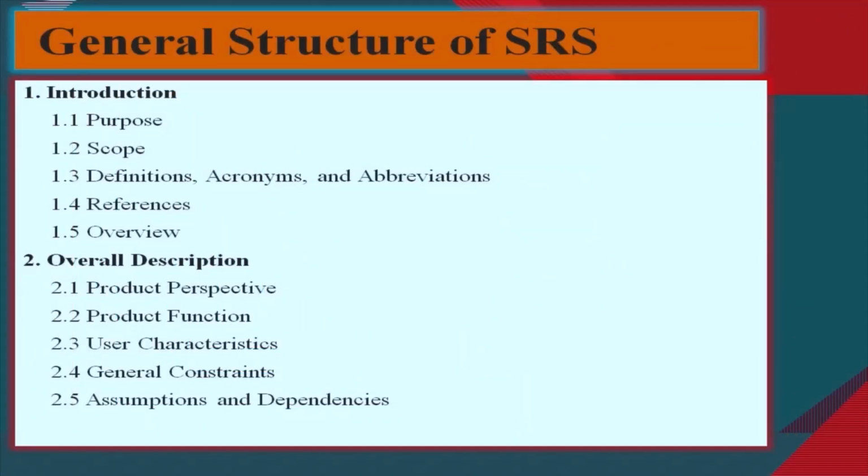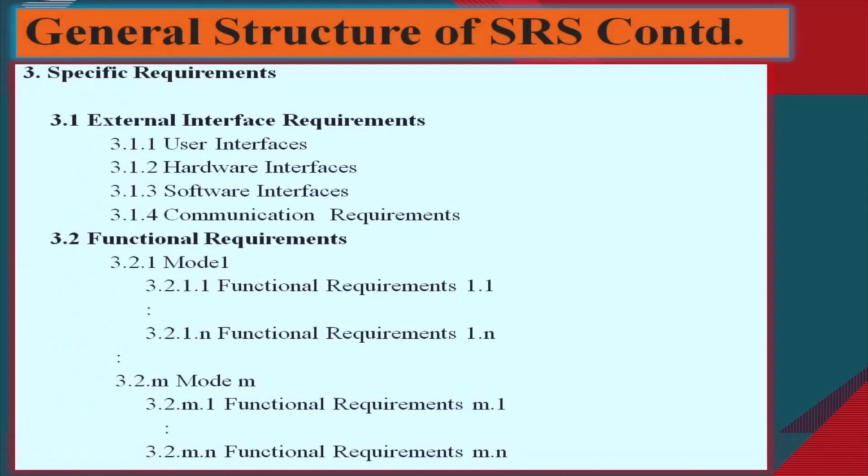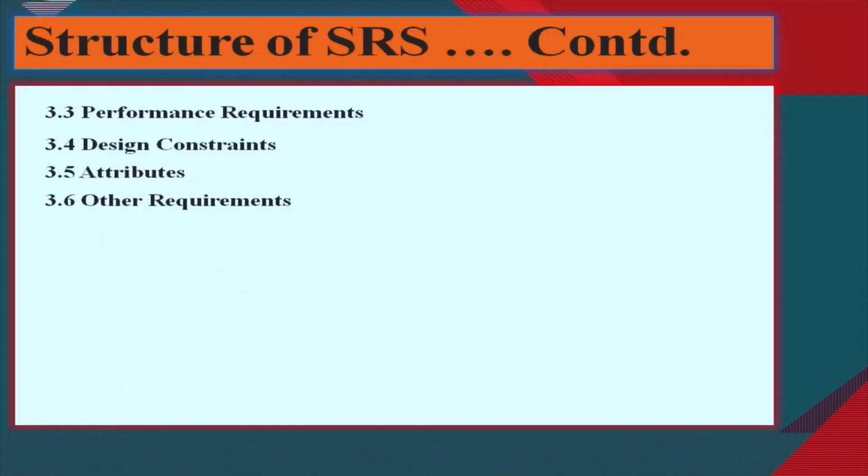Next is the general structure of SRS. The general structure of SRS includes three parts. The first part is the introduction, which includes purpose, scope, definitions, acronyms, and abbreviations. It also includes references and overview. The second part of the general structure includes the overall description, which further includes product perspective, product function, user characteristics, general constraints, assumptions, and dependencies. The third part of the structure includes the specific requirements. These include the external interface requirements, functional requirements, performance requirements, design constraints, attributes, and other requirements.